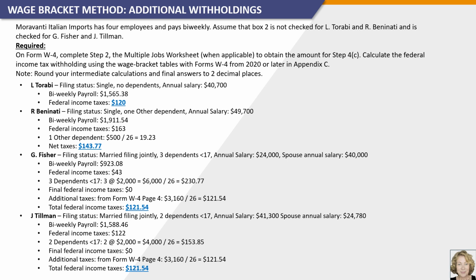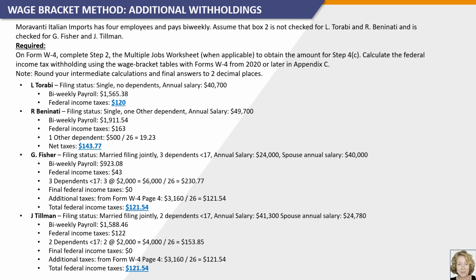We'll first calculate the biweekly wages of $923.08 and then look up the federal income taxes in the biweekly tax table. It's $43. The 3 dependents are worth $2,000 each for a total of $6,000, which we divide by 26 to get the biweekly reduction of $230.77. We subtract the dependent deduction from the tax we previously looked up of $43 and come up with a tax of 0 because the dependent deduction does not result in negative taxes. So very important.